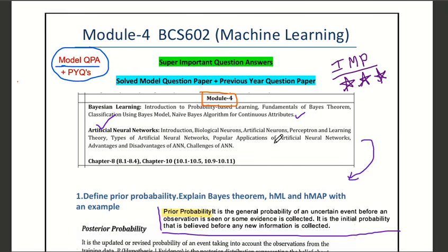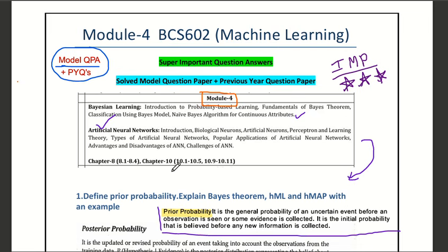Okay, so far we have covered module 1, module 2 and module 3 of this machine learning subject, subject code BCS602, important questions and previous year question paper and overview of each module. So in this video we are going to discuss the module 4 important concepts and the question answers.